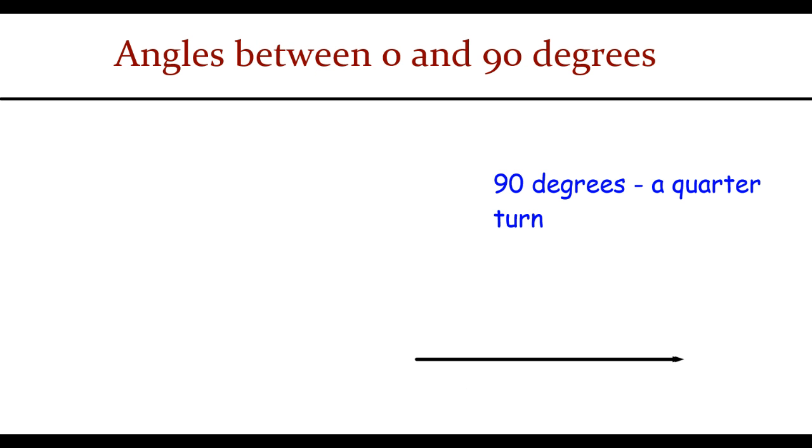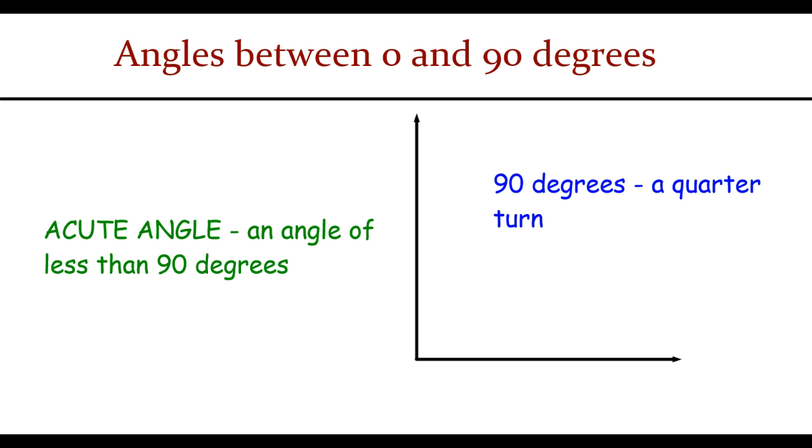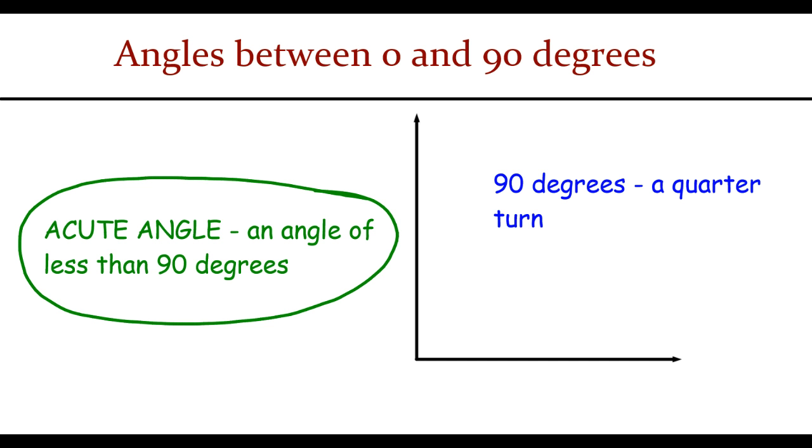So if we have started at 0 and we haven't gone quite the entire distance to that quarter turn, we call it an acute angle. An angle with less than 90 degrees is called acute. So go ahead, pause the video, write this down, and move on when you are ready.